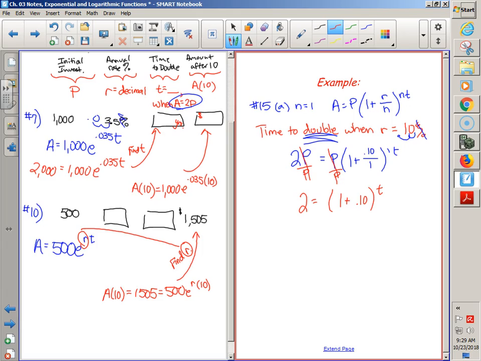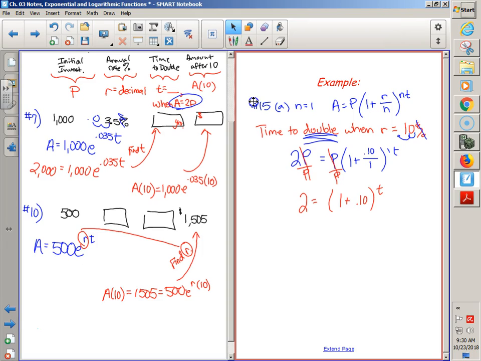Should we be able to solve for him? Could we use a log base? Could we use ln's and bring him down and divide? Hopefully. But all you gotta do is find time. So double meant make A 2p, divide by p, and he's gone, and all of a sudden it's something that you can solve.